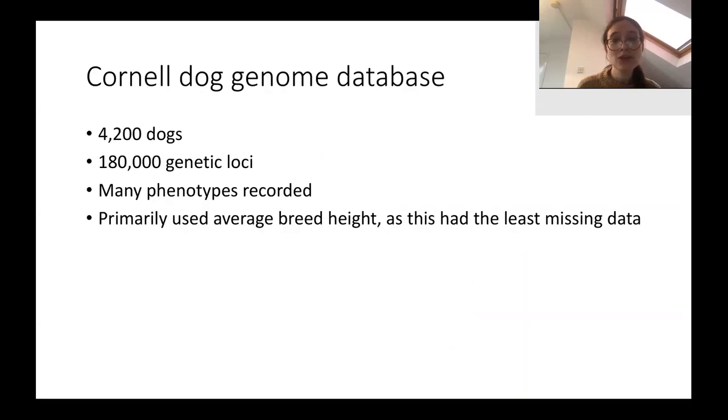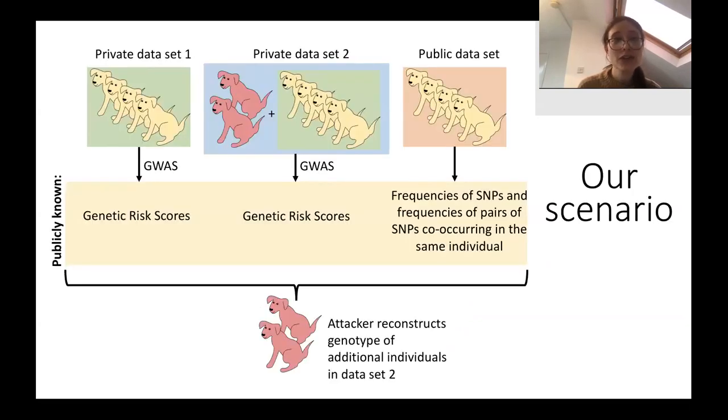The dataset that we use to test our methods is the Cornell Dog Genome Database, which includes over 4,000 dogs and 180,000 genetic loci. The scenario we focus on is as follows. First, we assume that some researchers have used a private genomic dataset to do a GWAS study and generate genetic risk scores. Then they perform the same analysis again, this time adding a subset of dogs. And this generates a new set of genetic risk scores.